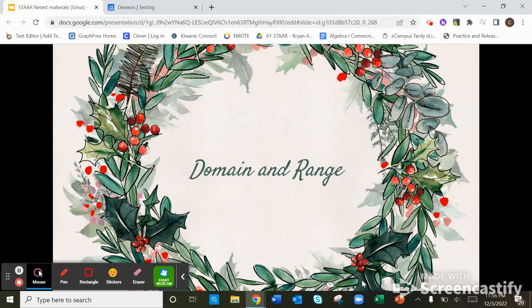Now we're on our last topic, which is domain and range. For this type of question, there are typically about 6 types of domain and range. There's typically like 3 of linear, maybe 2 or 3 of quadratics, which are these U-shaped graphs, and 1 exponential.